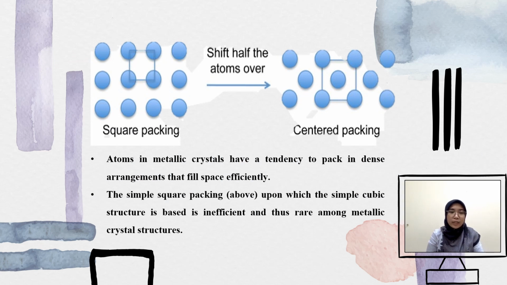Okay, we continue with the crystal structure. It was from the square packing and it shifts half the atoms over. Then it will build a centered packing. The atoms in a metallic crystal have a tendency to pack in a dense arrangement that fills the space efficiently. Then the simple square packing, just like the above diagram, which is the simple cubic structure, is inefficient and thus rare among metallic crystal structures.